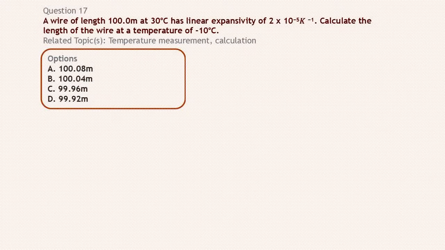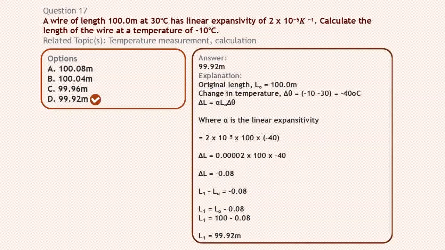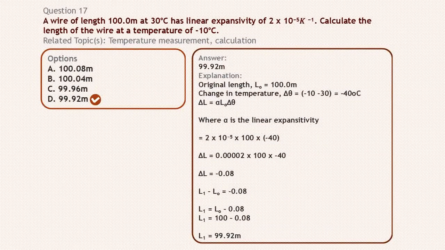Greater than this cannot even be the answer. Alright, so we are left with these two here. Okay, so let's now do some calculation here. Now, the original length of the wire is 100 meter. The change in the temperature is going to be the new temperature, which is minus 10 degrees Celsius, minus the old temperature, which is 30 degrees Celsius. So you have minus 40 degrees Celsius here.